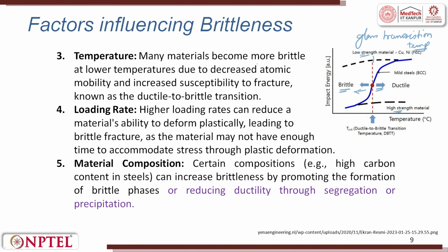Temperature: many materials become more brittle at lower temperatures due to decreased atomic mobility and increased susceptibility to fracture, known as the ductile to brittle transition at low temperatures. Loading rate: impact load is a higher loading rate. Higher loading rate can reduce the material's ability to deform plastically, leading to brittle fracture. Material composition: certain compositions can increase brittleness by promoting the formation of brittle phases or reduce ductility through segregation or precipitation. Certain compositions such as high carbon steel can increase brittleness by promoting formation of brittle phases.